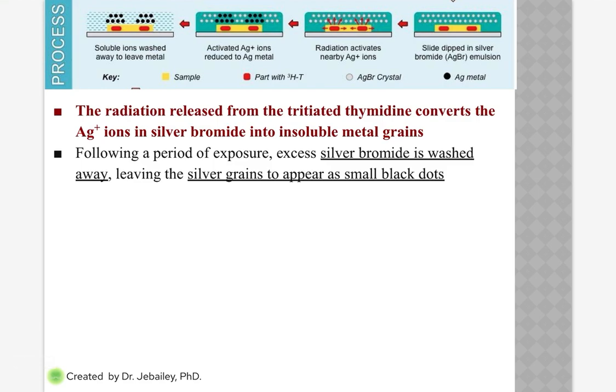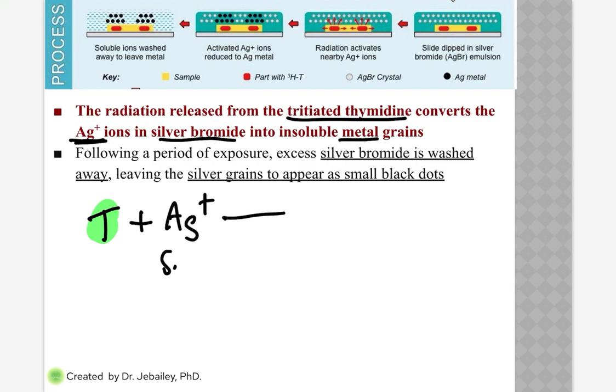Every time the silver of the silver bromide reacts with the thymine, it becomes metal. So that means when the T, the highlighted T I'm going to put here, reacts with the silver, Ag is silver here, it turns into metal.